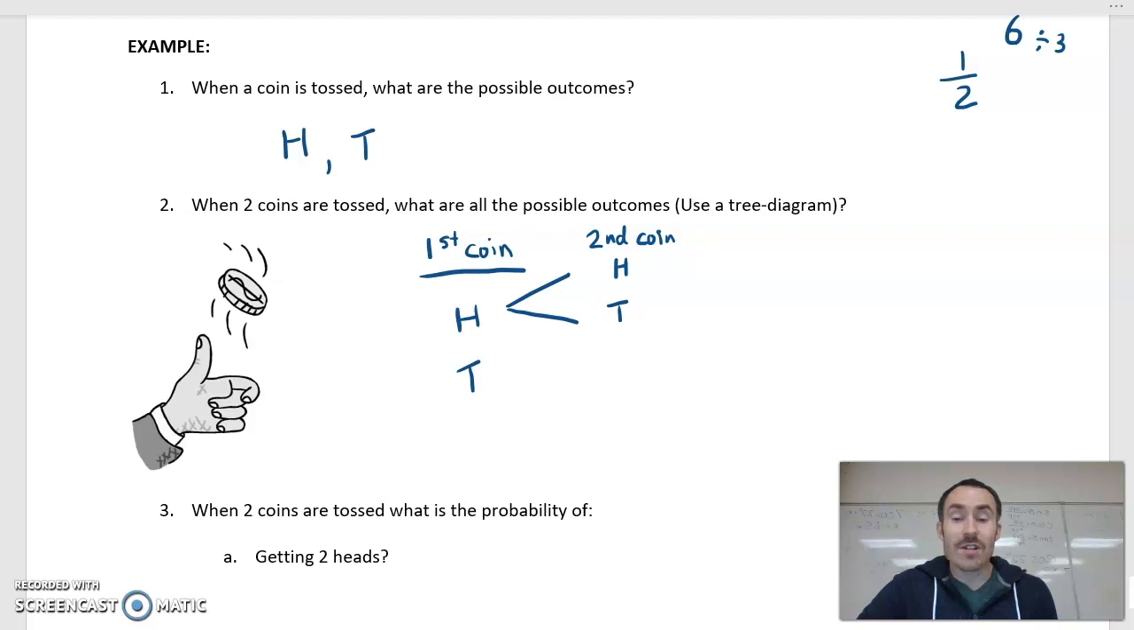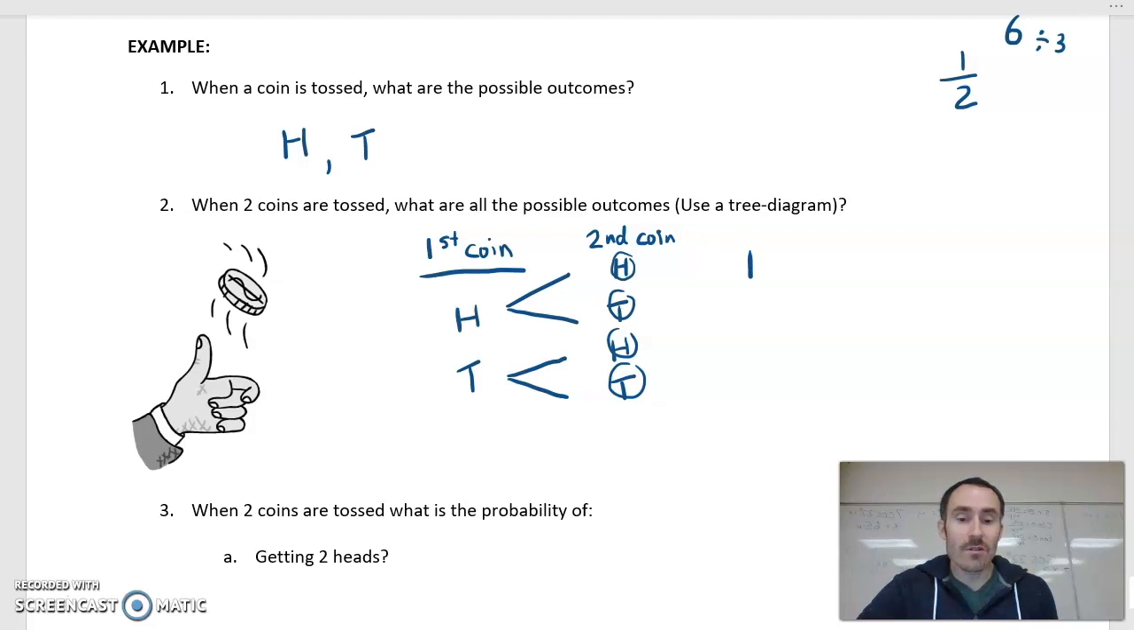Same thing if you roll tails on the first coin. You now have 2 possibilities for your second coin. You could go heads or tails. And so there are 1, 2, 3, 4 possible outcomes. And let me write these out.